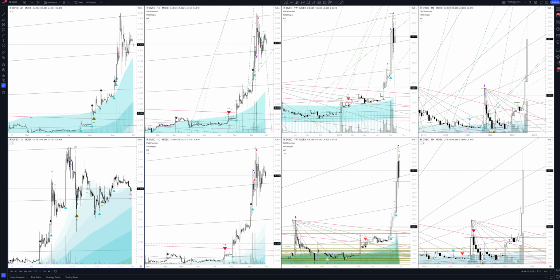Today we will take a look at DEC stock. Let's analyze the market situation and find out how you can make money on it. Let's start.